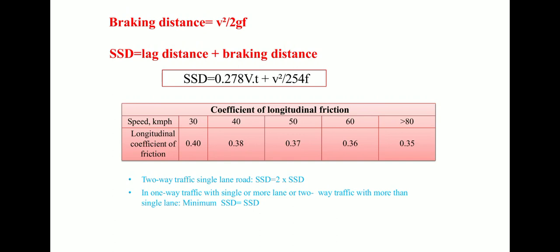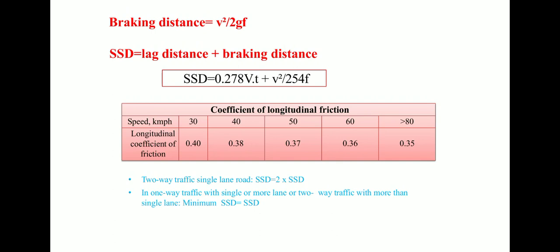Now the table below shows you the coefficient of longitudinal friction, where speed is in kilometers per hour, and you get the longitudinal coefficient of friction values from this table. If the speed is 30, the longitudinal coefficient of friction is 0.4. If speed is 40 kmph, it is 0.38. For 50 kmph, it is 0.37. For 60 kmph, it is 0.36. And if the speed is greater than 80 kmph, the longitudinal coefficient of friction is 0.35.